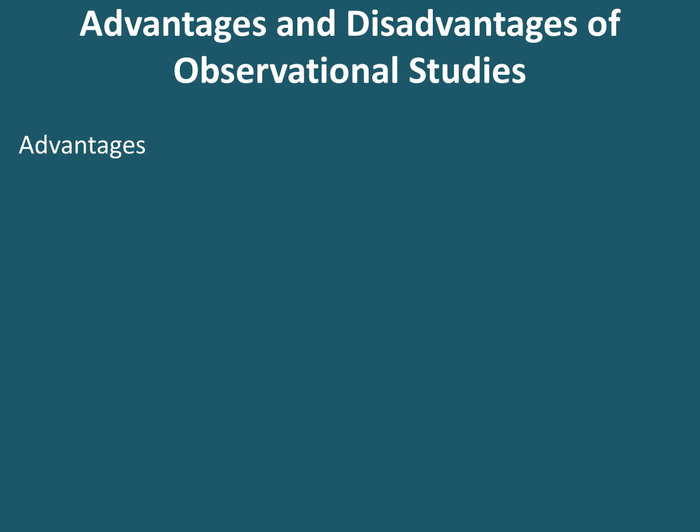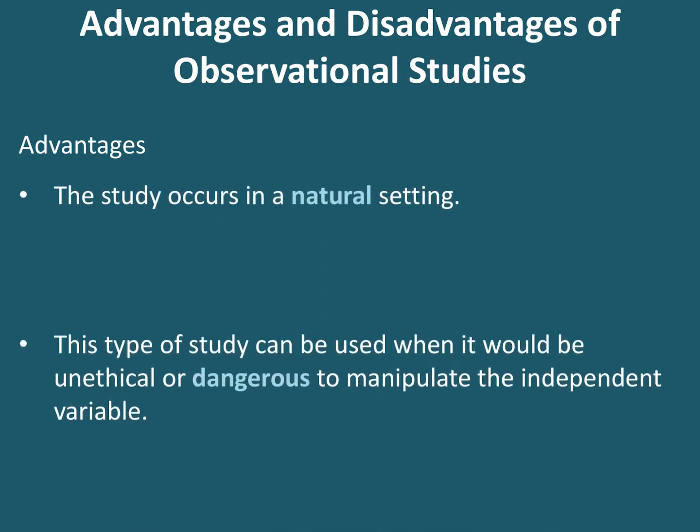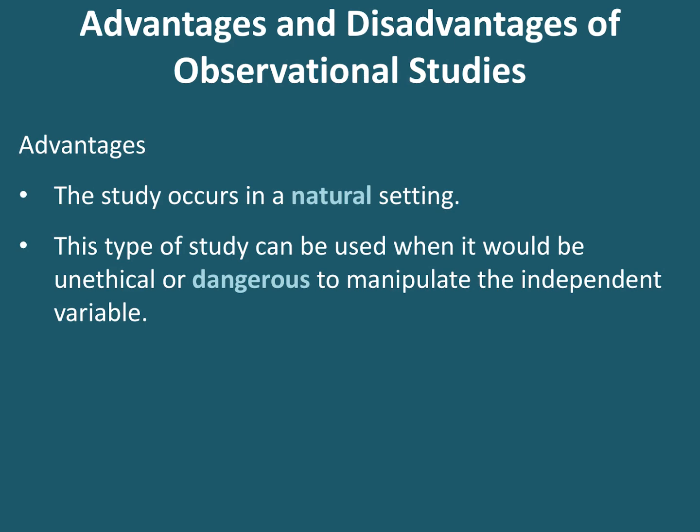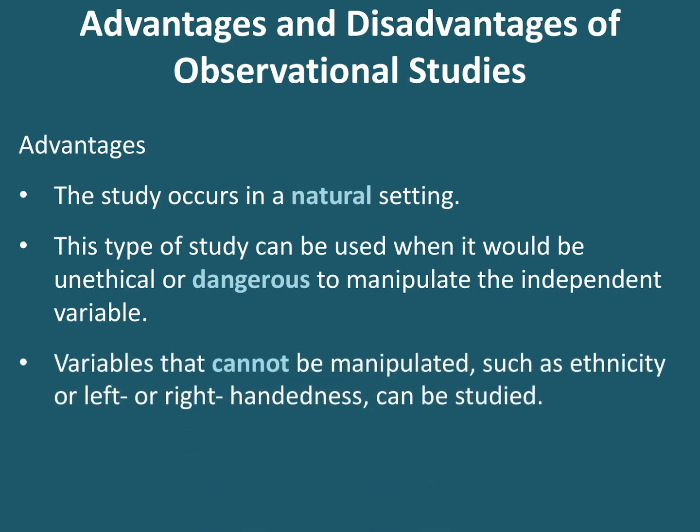All right, let's repeat the advantages and disadvantages of observational studies. Advantages: one, they occur in natural settings. Two, this type of study can be used when it would be unethical or dangerous to manipulate the independent variable. Three, variables that cannot be manipulated, such as ethnicities or left or right-handedness, can be studied by simply observing.